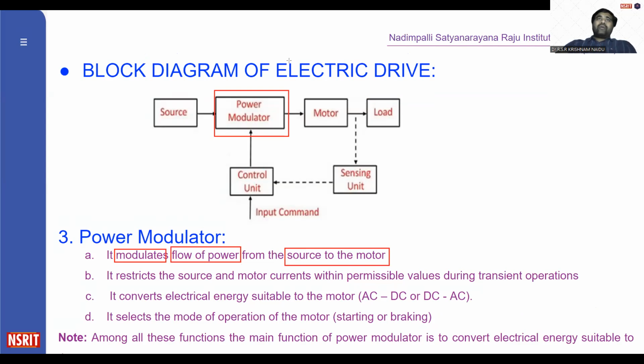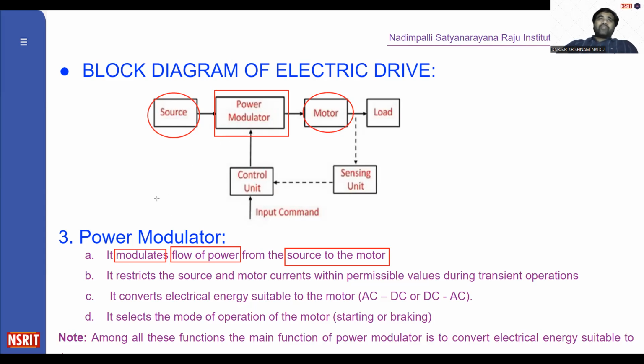Whatever the source we are giving, that power is modulated by a power electronic device, that is a power modulator. It will modulate, meaning it will convert, it will rectify, it will invert, it will chop. So the power electronic modulator will modulate the power flow from the source to the motor, so the power modulator will be in between the source and the motor.